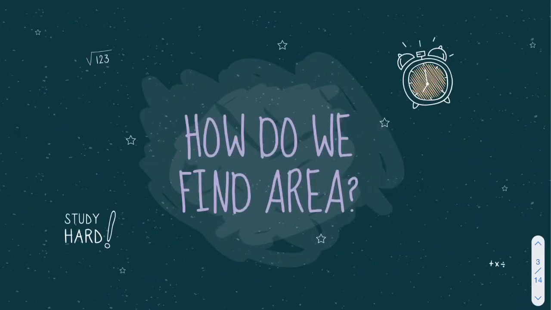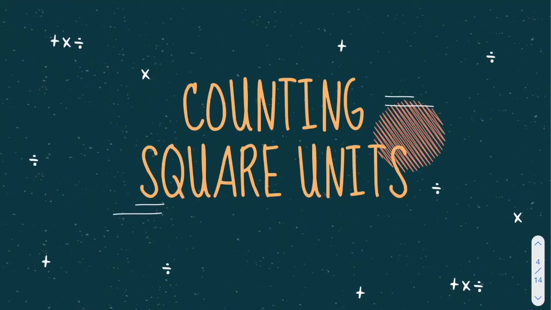So how do we find area? There's a few different strategies that you can use, so I'm going to walk you through those. The first one is counting square units. Now you can only count square units if they give you a grid or if a square or a shape is drawn on grid paper with no overlapping squares.